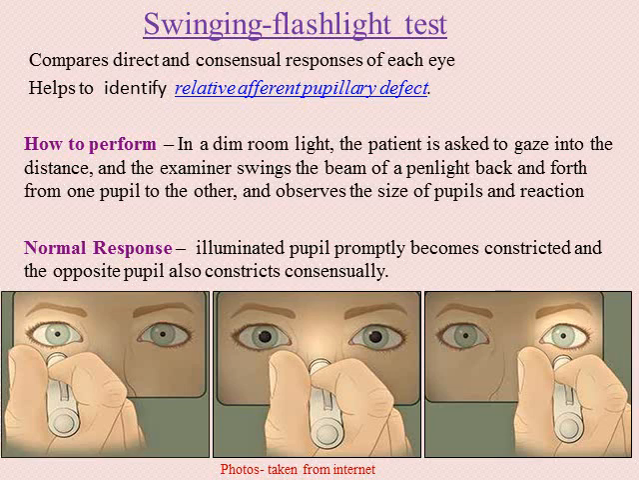The photograph shows light being swung from one eye to another. The pupillary size changes with the light on both eyes. These are all about the pupillary light reflex.